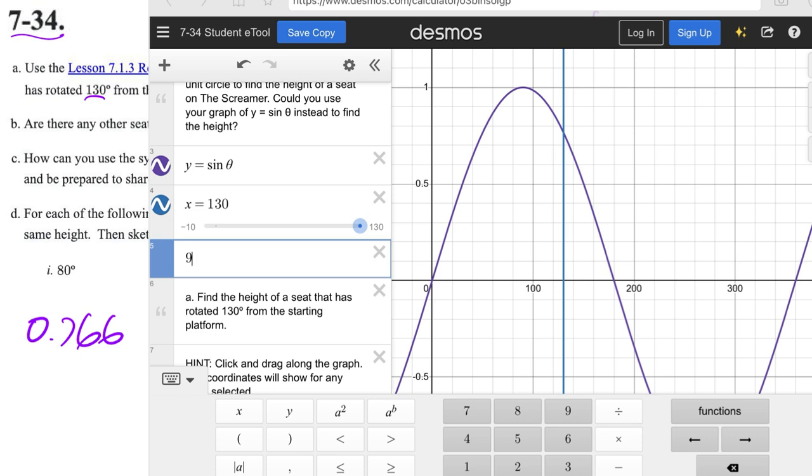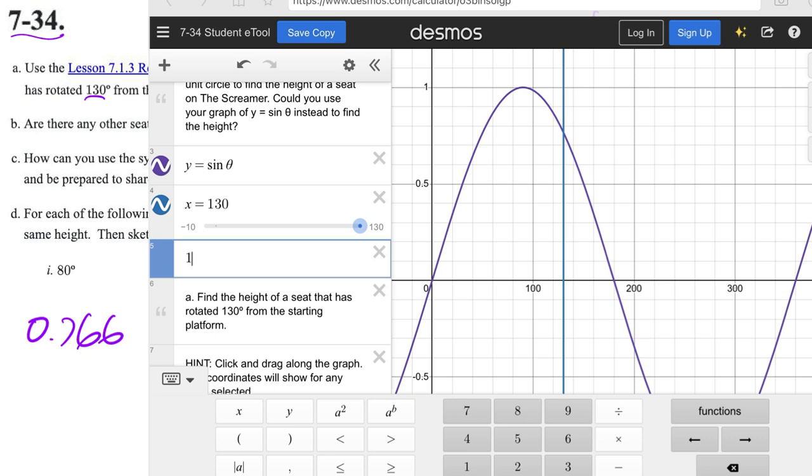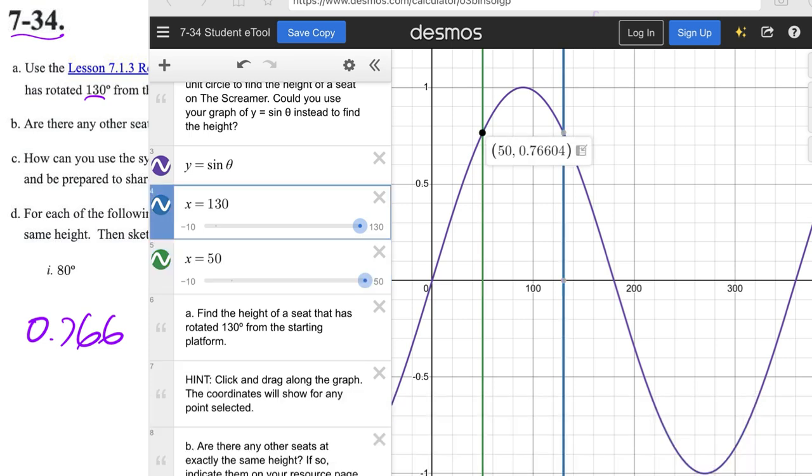So let me just, instead of just saying this, let me show this. So if I'm at 130 and 90 is at that peak, then that's about 40 degrees off of 90. So what I see that being is if I get a new graph here, X is equal to 50. And that's gonna get me that same coordinate there for both of those, but it's just got a different value because it's in that first part of the unit circle there. So there is another one that has the exact same, that'd be 50. So this is part B.